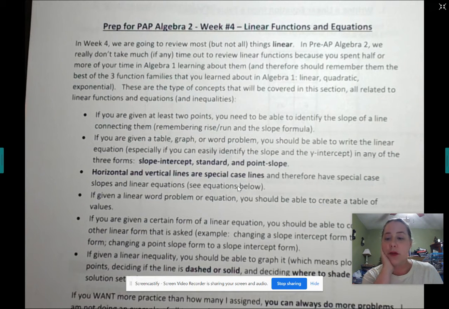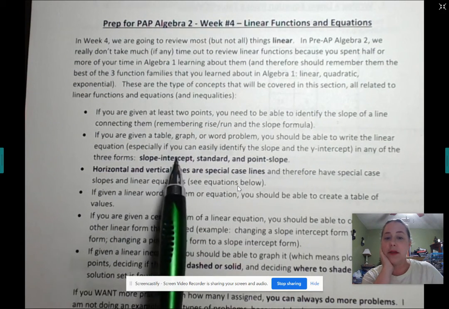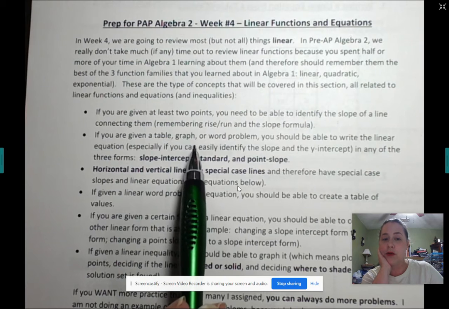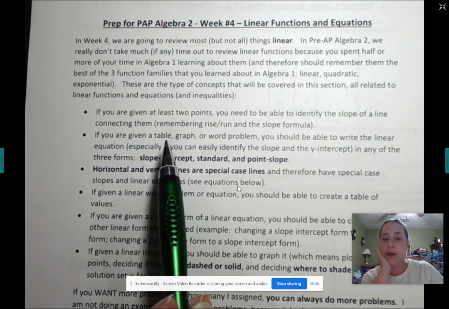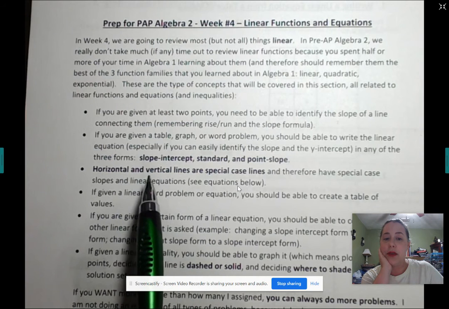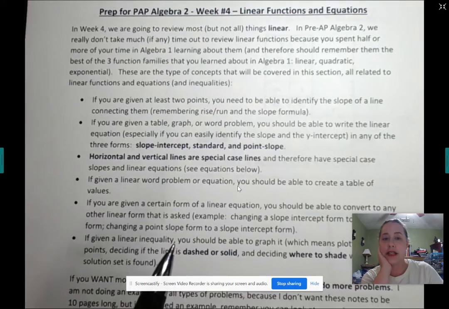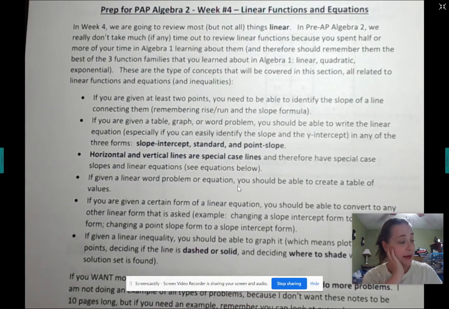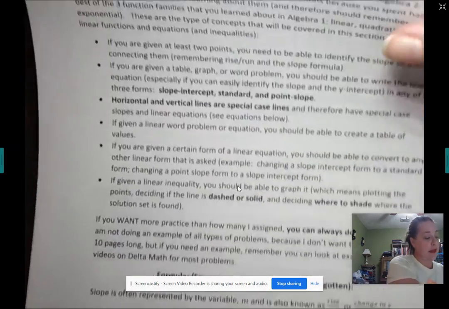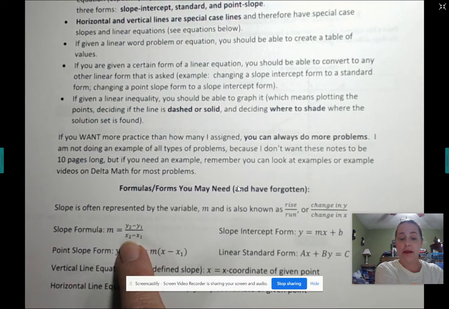So the things that you need to remember about linear functions: you need to be able to find the slope of a line. You need to be able to find the equation of something that you know is linear, either from a graph, a table, or a word problem. You need to know that the most common form of a linear equation or function is the slope-intercept form, y equals mx plus b. I have important things down here that I know you're going to need to know, so you do need to know this form. You need to know the slope formula.